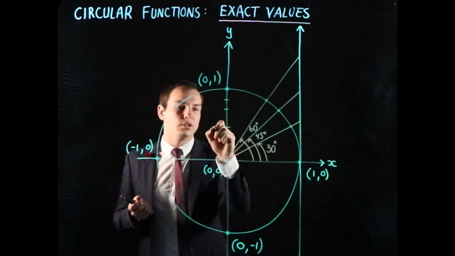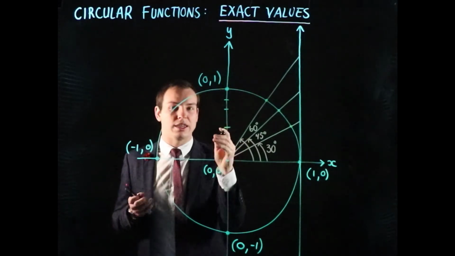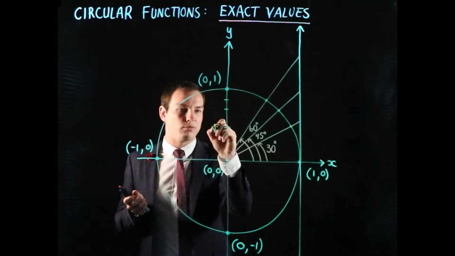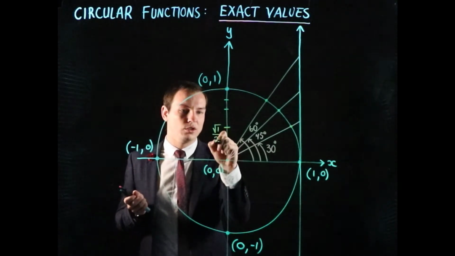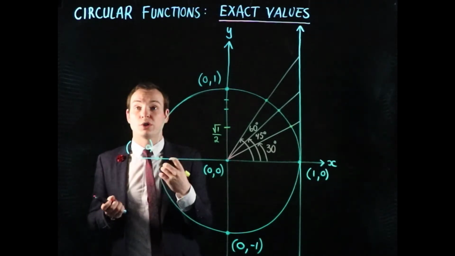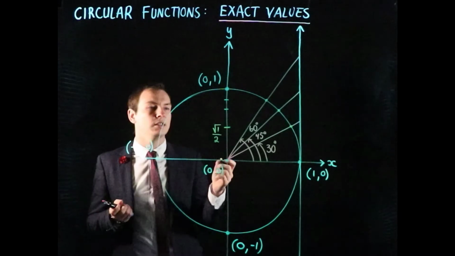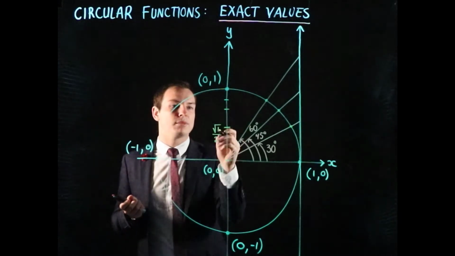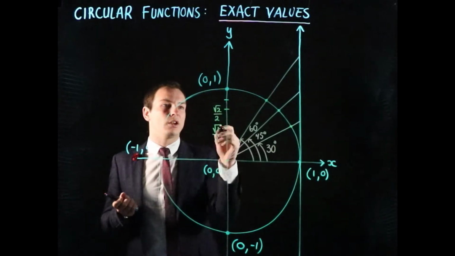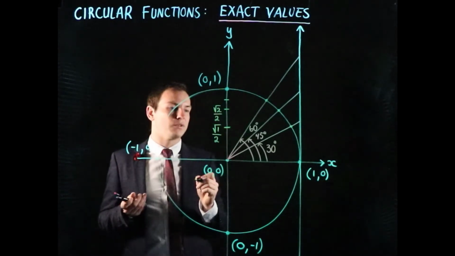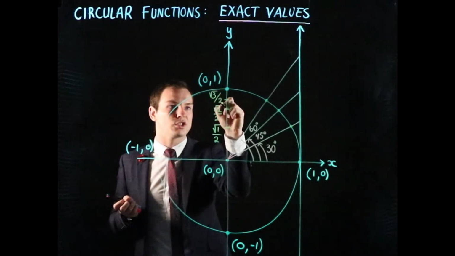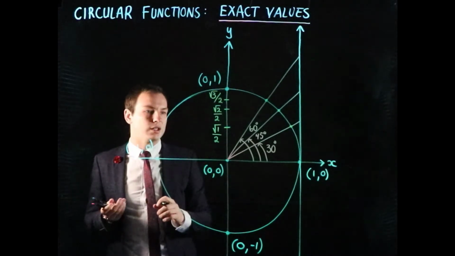So root 1 on 2 would be the exact value, using this way of remembering them, for sine of 30 degrees. Root 2 on 2, which is closer to 0.7 something, is going to be the next value. So this value here is going to be root 2 on 2. And the last value, sine of 60, is going to be root 3 over 2. Sorry, just trying to squeeze those in.